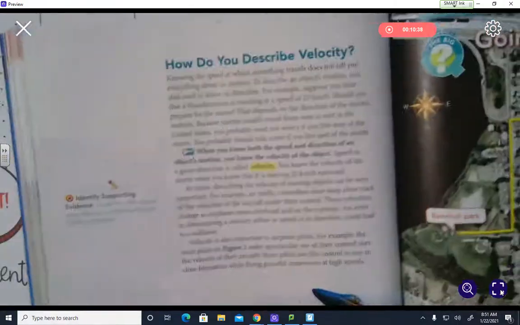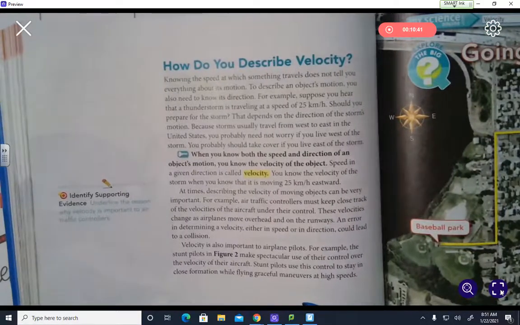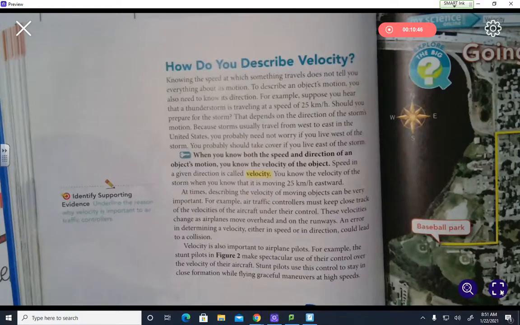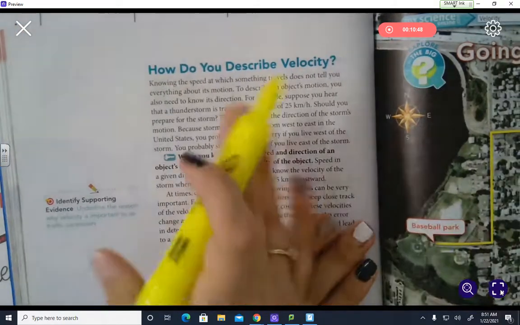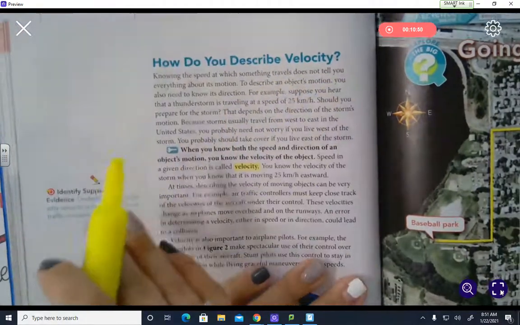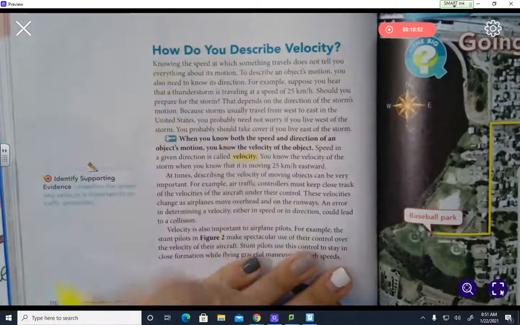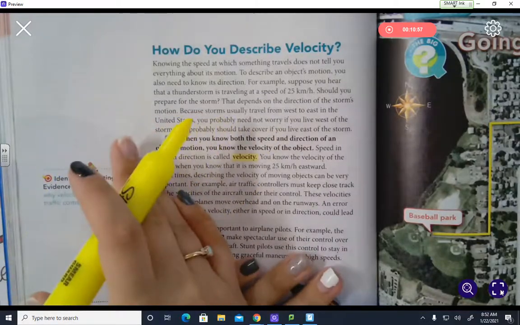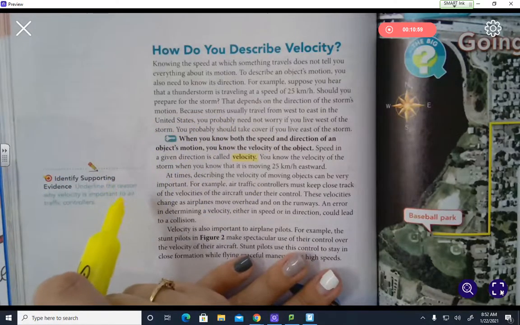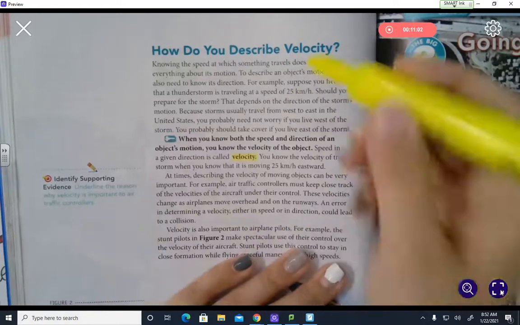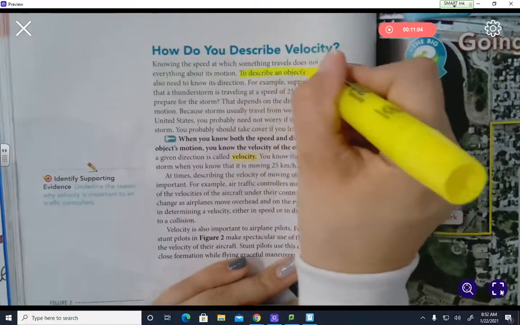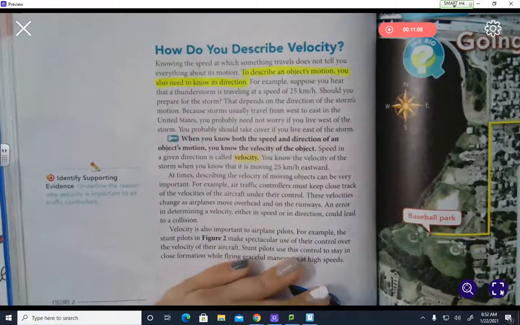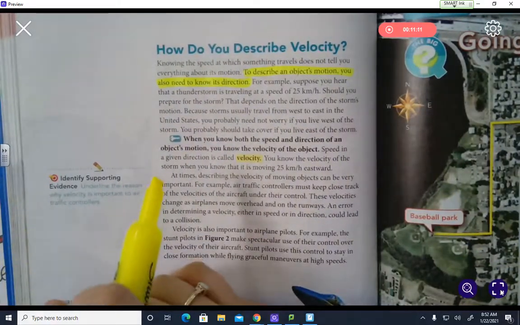On this page, we're going to look at velocity. So velocity is a little different than just talking about speed, okay? So we're going to talk about how you describe velocity. Knowing the speed at which something travels does not tell you everything about its motion. To describe an object's motion, you also need to know its direction. I want you to highlight that because it's very important to know that you also need to know direction. You can't just say, oh, it's moving fast. Well, which way is it moving fast?